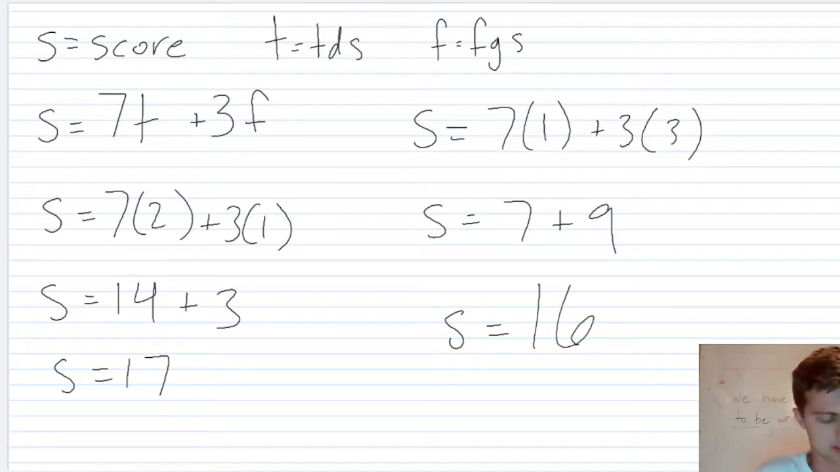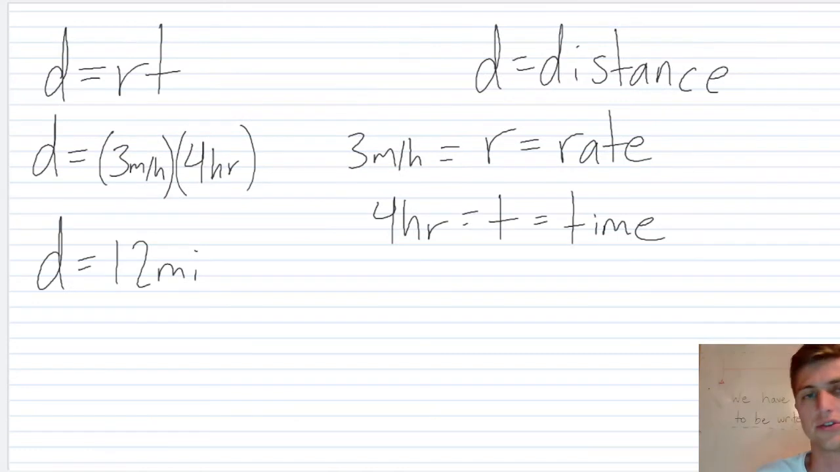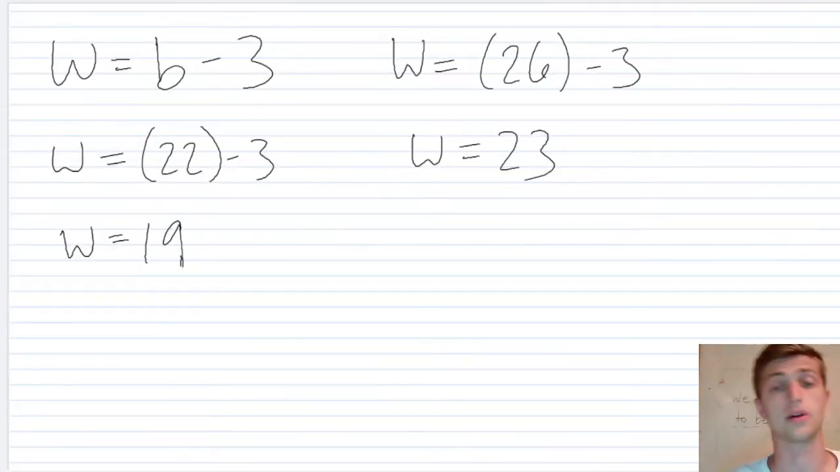But with these formulas, we have a tool that we can go back to later and use multiple times, just like we did here. We had one example with 2 touchdowns, 1 field goal. We had one example with 1 touchdown, 3 field goals. And over here, we had one example where I was 22 and one where I was 26. And we didn't do 2 for the first one, but you could have done the same thing.